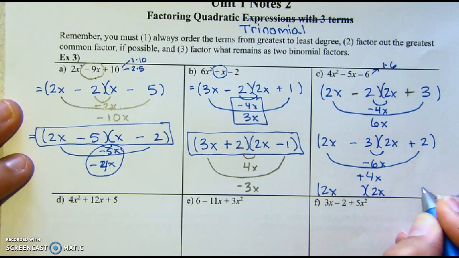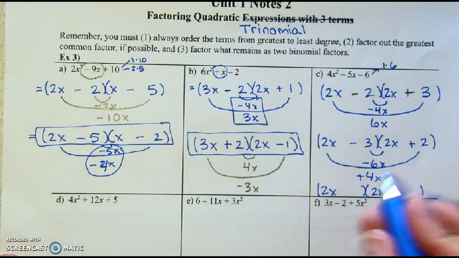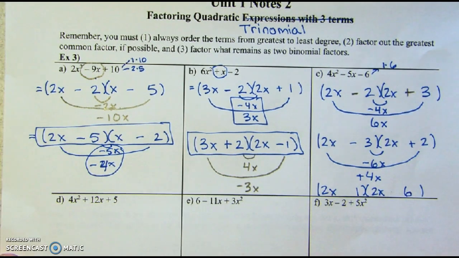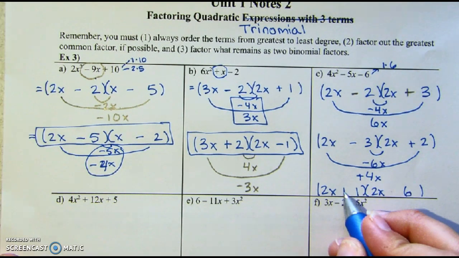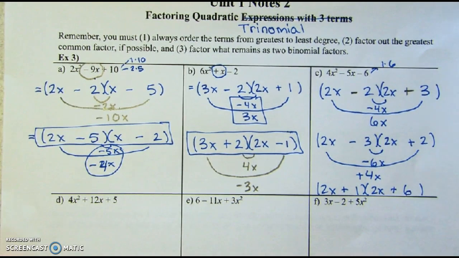2x times 2x. Okay. Let's see here. Oh, it doesn't matter because the 2 and the 2 are in the same spot. So we got the same answers here and here. Okay. 2 times 6 is 12, and 1 times 2 is 2.